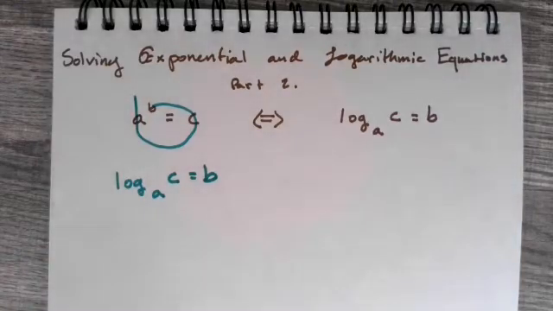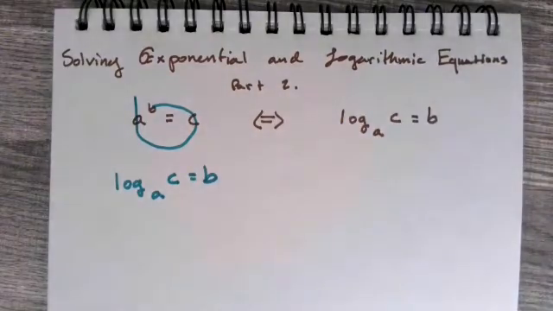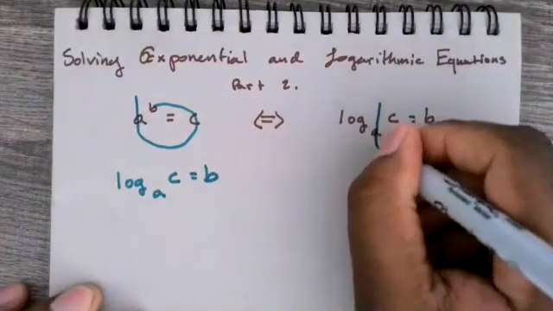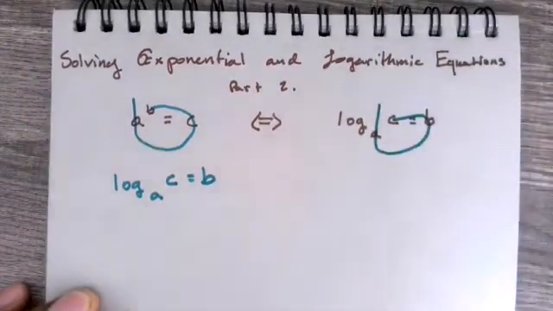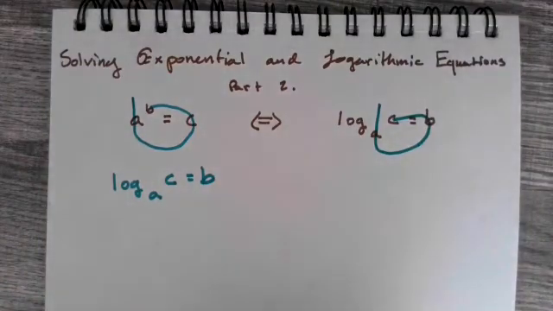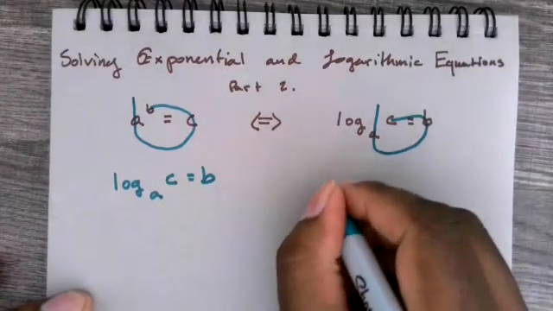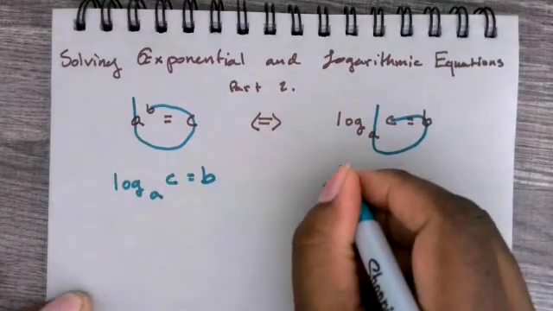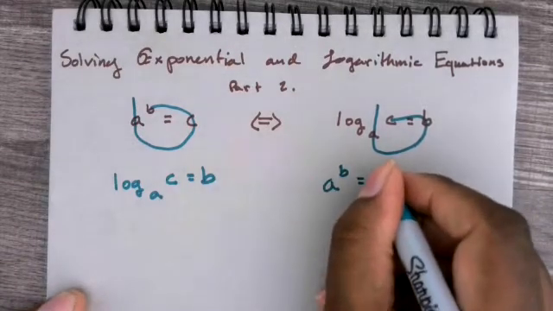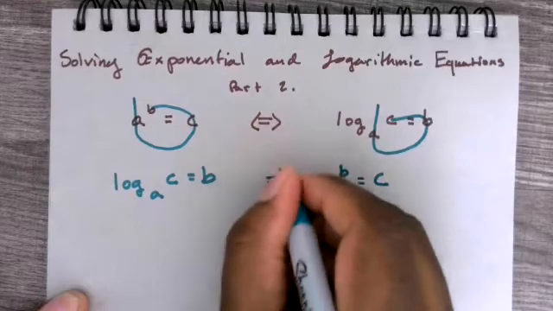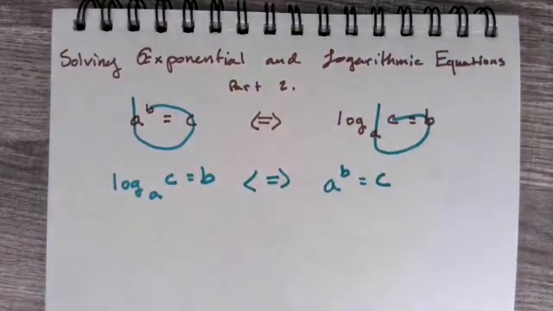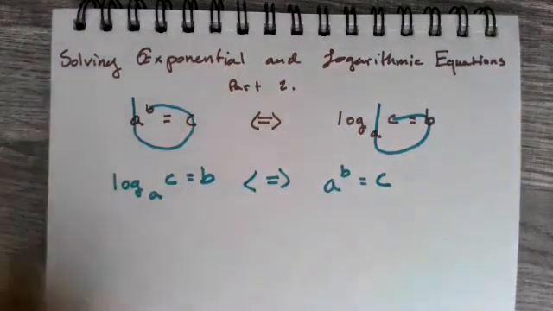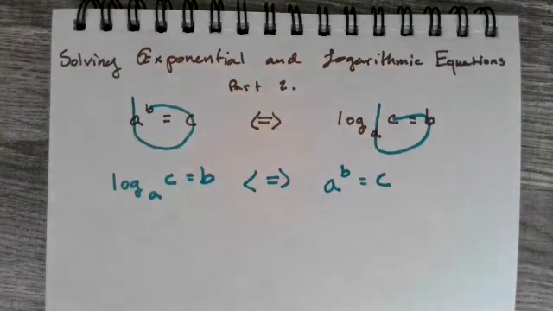Now the beautiful thing is it works both ways. If I have it set up in terms of a log, I can redo it like this. I got my little hook in there. And so I have a to the b equals c. And once again, these of course are the same. All right, so how exactly does that help us?